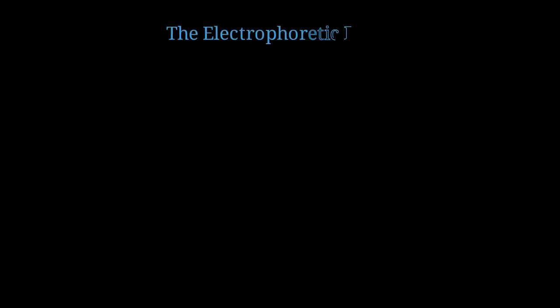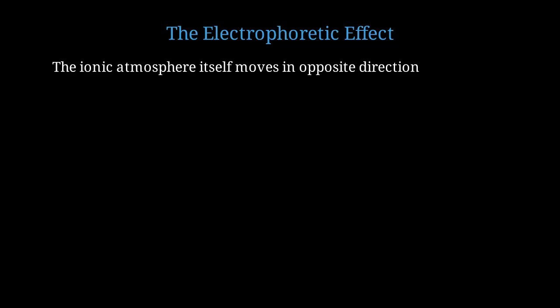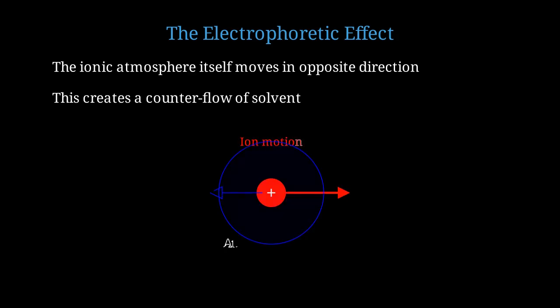The second effect is called the electrophoretic effect. The ionic atmosphere, being oppositely charged, moves in the opposite direction to the central ion under the applied electric field. As the atmosphere moves, it drags solvent molecules with it, creating a counterflow that opposes the central ion's motion. The positive ion moves one way, while its negative atmosphere moves the other way, creating opposing flows.